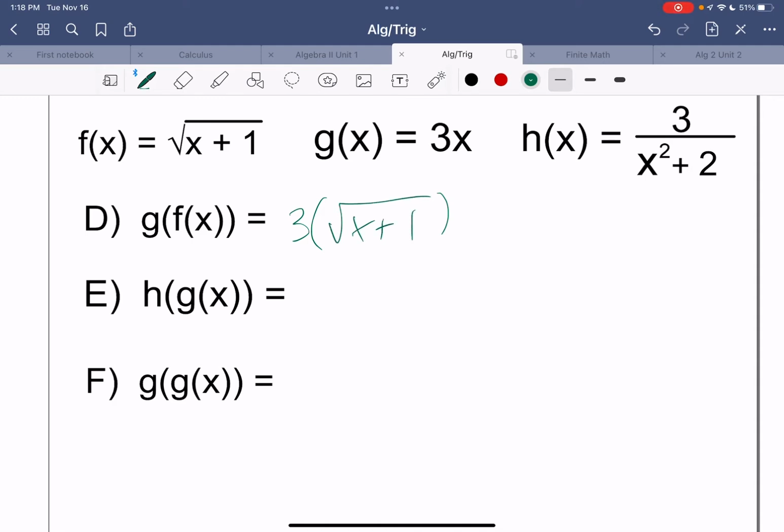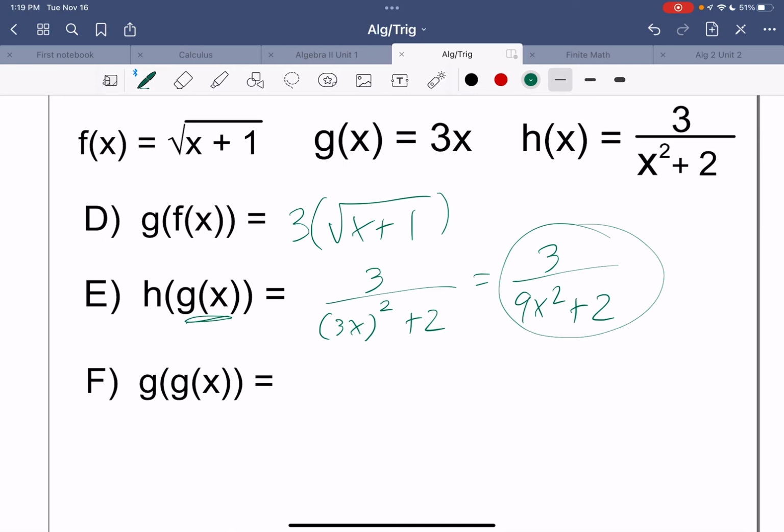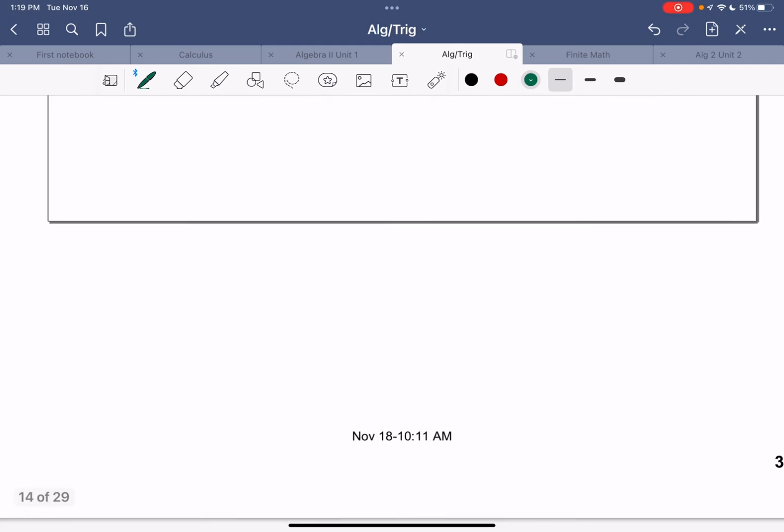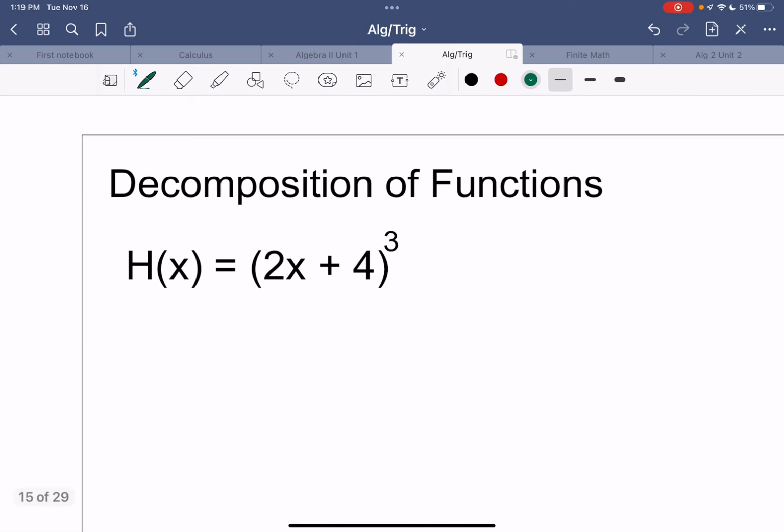The next one's the H function. The H function is 3 over something squared plus 2. And when the G function goes in, the G goes inside this H. That's the H function I've written there. Now I put G inside of it, which is 3x. Simplified, 3 squared would be 9x squared plus 2, so 3 over 9x squared plus 2. Now I'm putting the G into the G. Well, the G function is 3 times something, and I'm putting 3x inside of the 3 times function. So I get 9x.